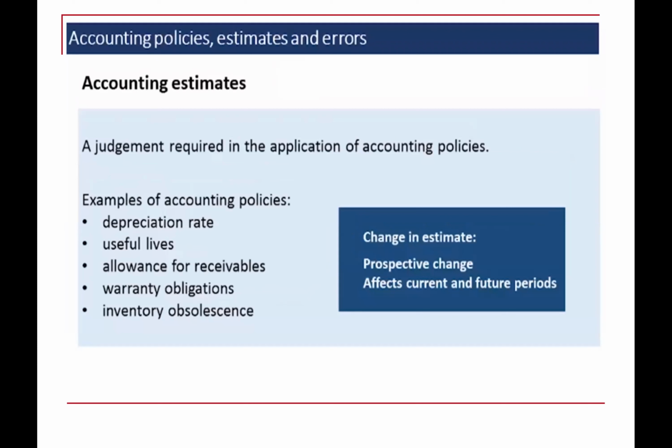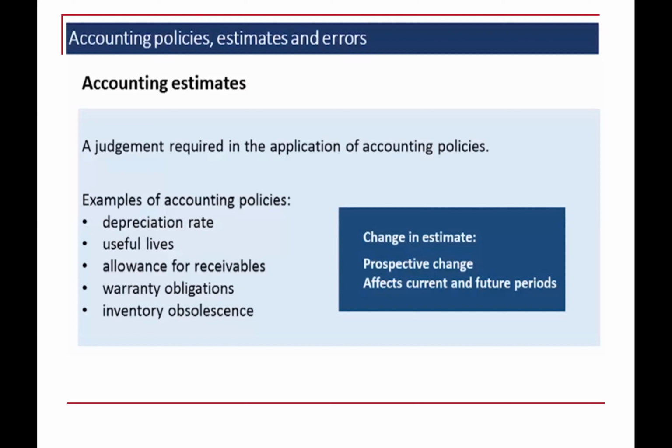Then accounting estimates are a judgment required in the application of the accounting policies. So let's say, for example, your accounting policy is that you depreciate motor vehicles every year. But how are you going to depreciate it? What is going to be the useful life of those motor vehicles? What is the percentage rate of depreciation that you are going to be using? That then becomes the accounting estimate. The decision to depreciate is the policy. How to depreciate is the accounting estimate.